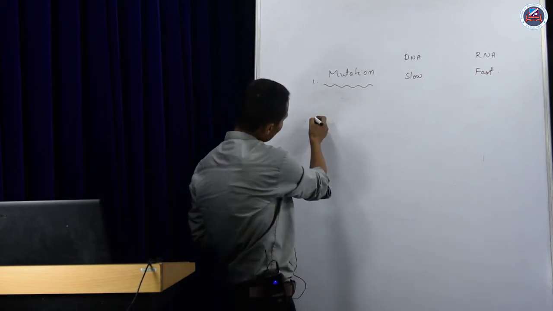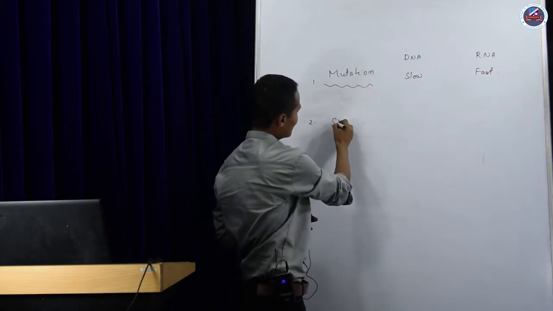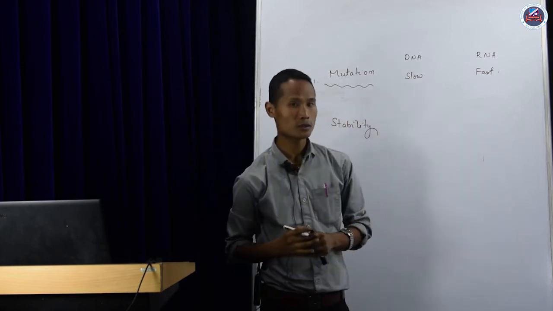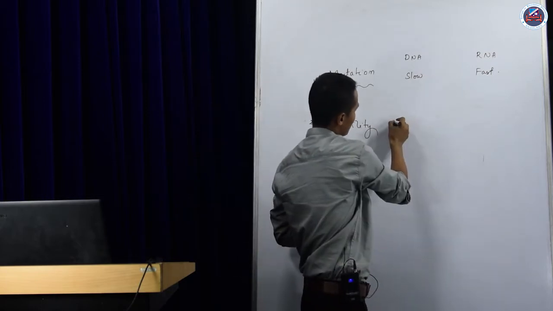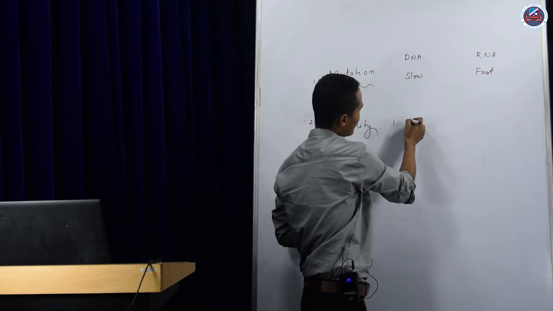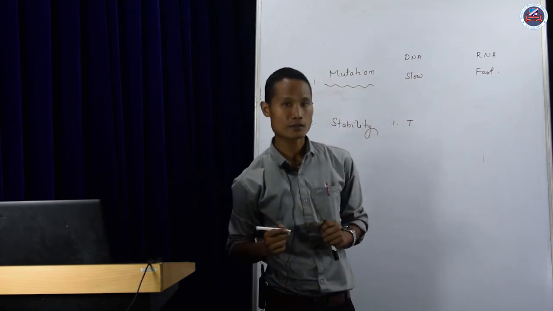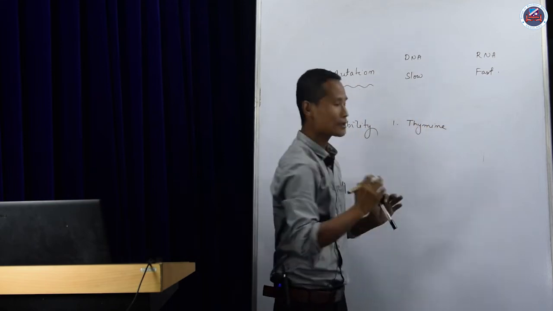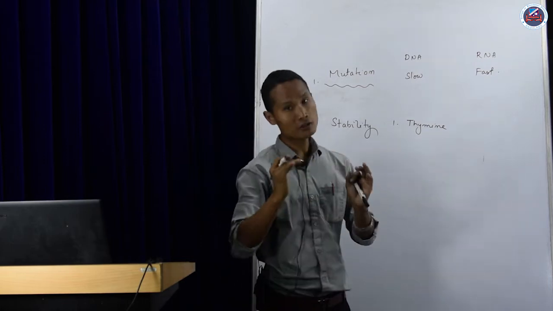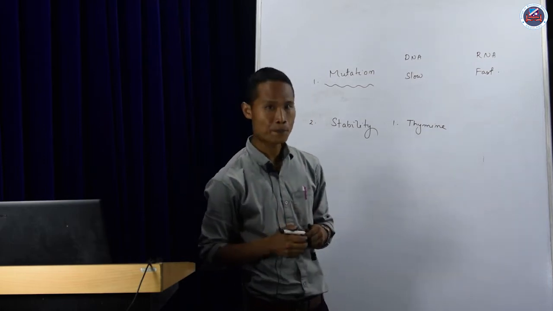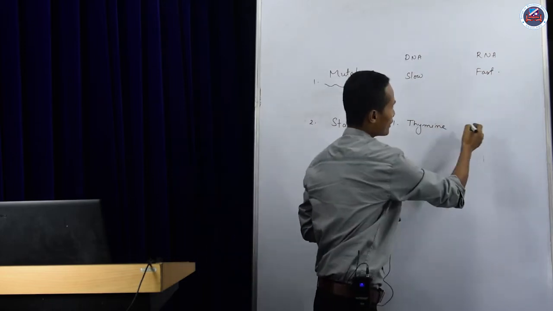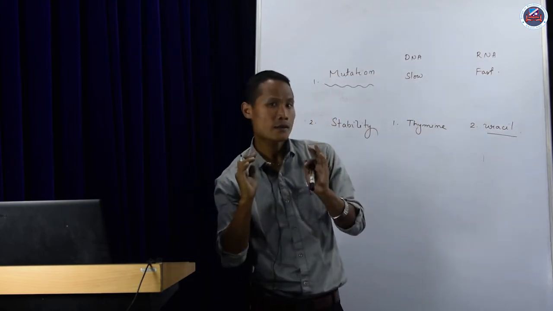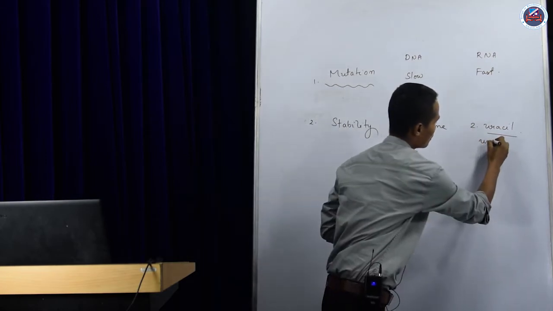The second point is stability. Now, which one is more stable? In DNA, as I said, there is thymine. The presence of this thymine provides additional stability to the structure of DNA. But in RNA, you know that there is uracil. Uracil is an unstable structure.